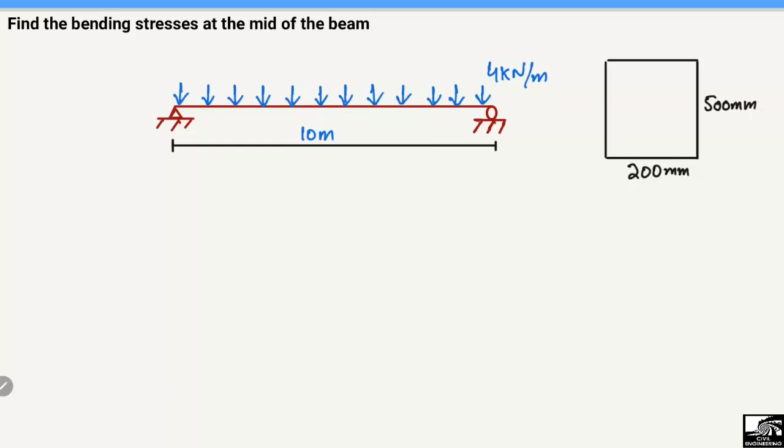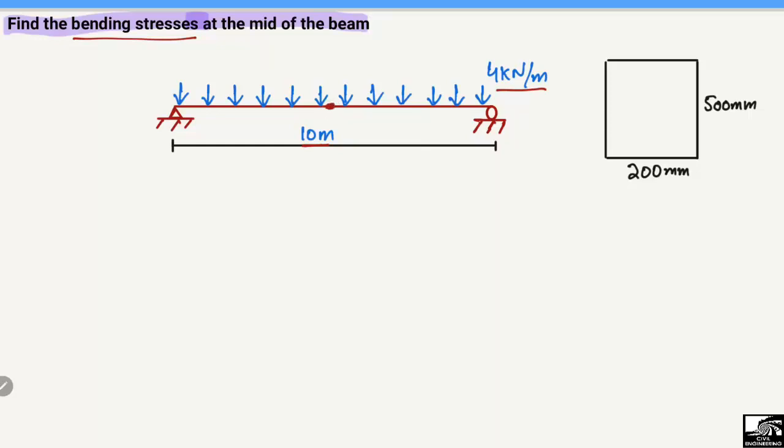Now coming to our problem, the problem states that find the bending stresses at the mid of the beam. So we have to find out the bending or the flexural stresses at the midpoint of the beam. This is a simply supported beam. The total length of the beam is given. It is 10 meter, and there is a uniformly distributed load of 4 kilonewton per meter acting on the whole length of the beam. And we have to find out the stresses at this midpoint of the beam.